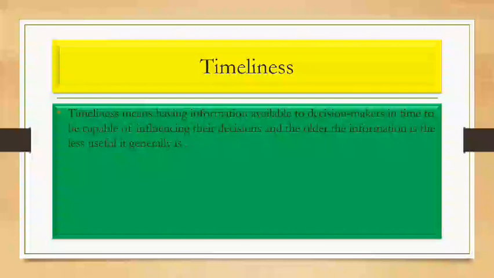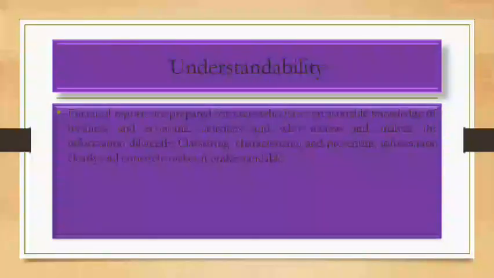Timeliness. Timeliness entails having information available to decision makers in time to be capable of influencing their decisions, and the older the information is, the less useful it generally is. Understandability. Financial reports are prepared for users who have a reasonable knowledge of business and economic activities, and who review and analyze the information diligently. Classifying, characterizing and presenting information clearly and concisely makes it understandable.